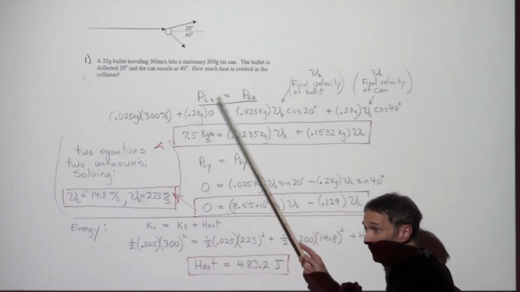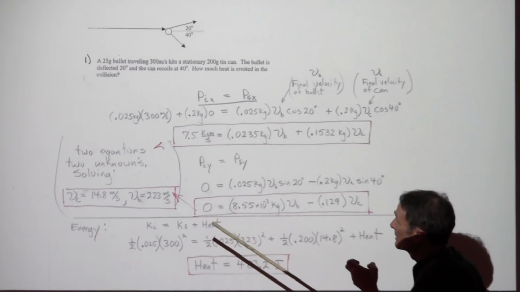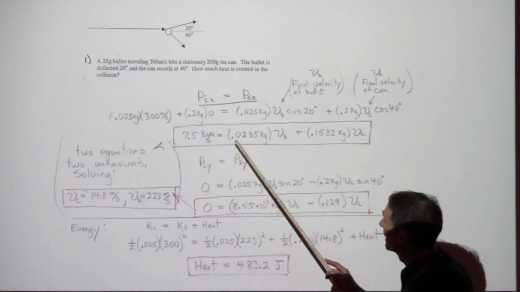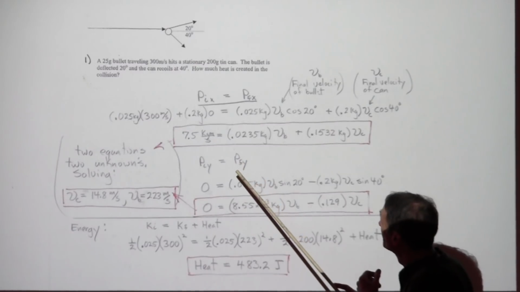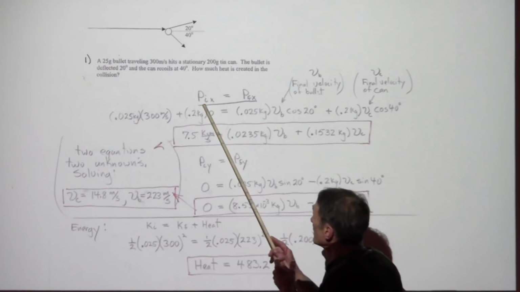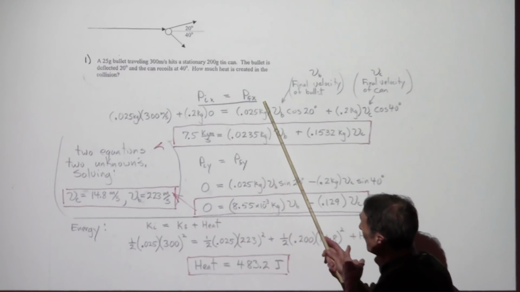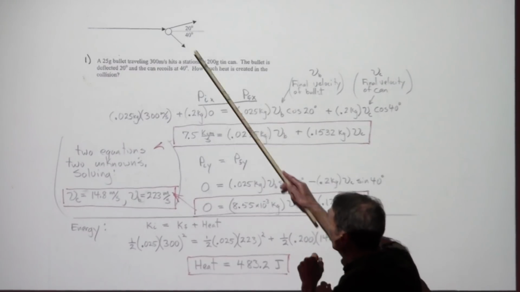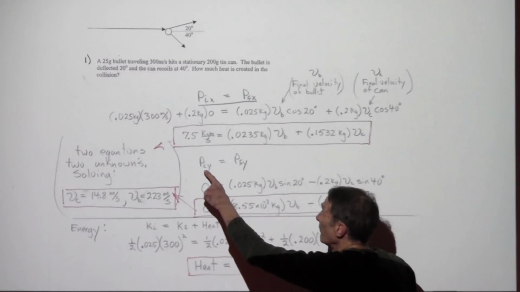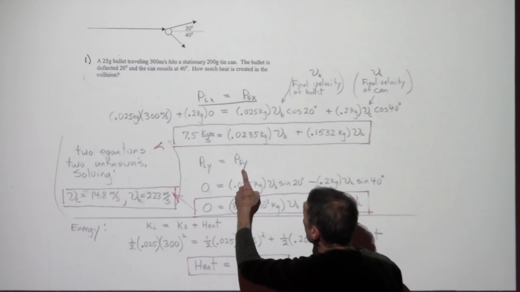Even though they bounce off of one another, this is what I'd call a semi-elastic collision. We're going to lose some kinetic energy, and that's going to end up going into heat. But for this first part, we're going to take a look at the momentum. Initial momentum in the x direction will equal the final momentum in the x direction. Also, these are going to take off in the y direction, and so the initial momentum in the y will equal the final momentum in the y.